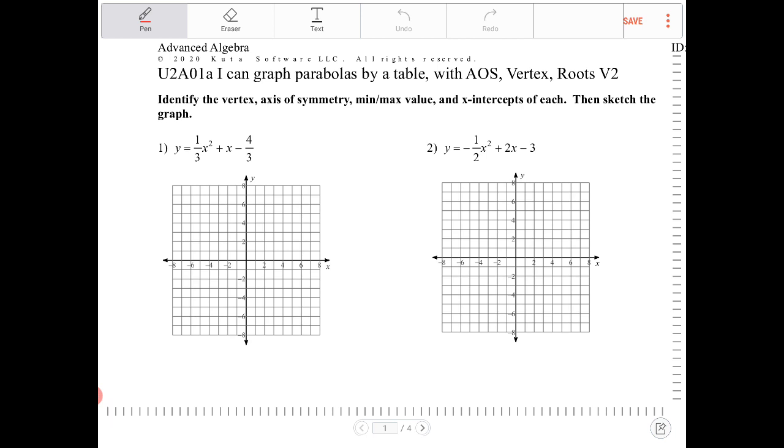In this video I am going to go over assignment U2A01a, which is graphing parabolas by using a table, axis of symmetry, vertex, and identifying roots. So we're going to follow the instructions here. It says to identify the vertex, axis of symmetry, min-max value, and x-intercepts of each of the following equations, and then we have to graph out what the quadratic equation actually looks like. So let's take a look.